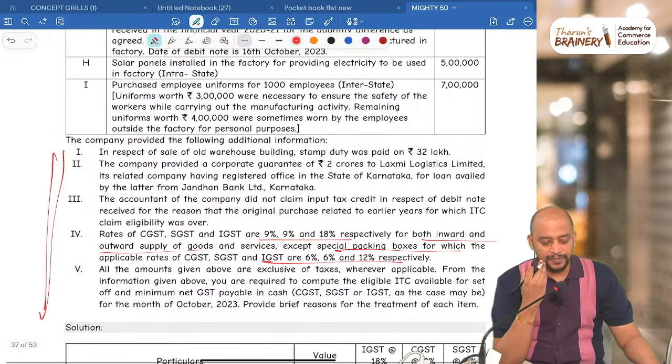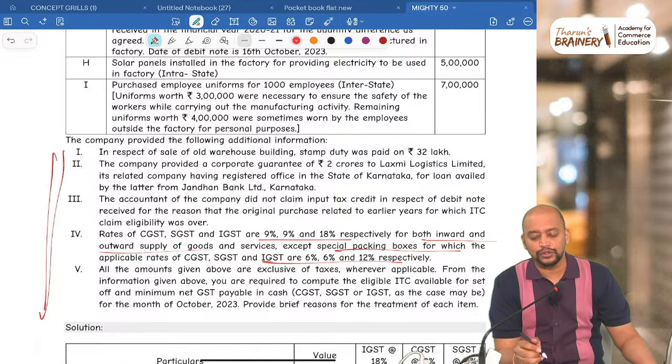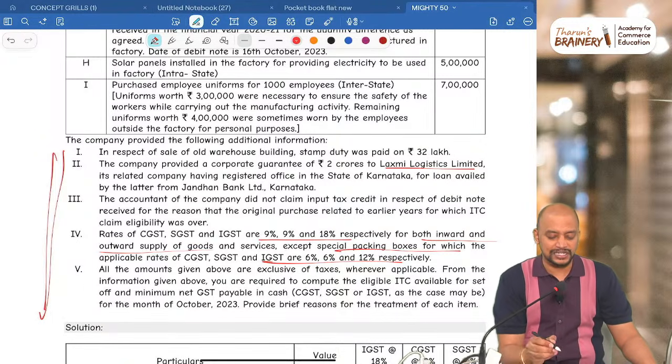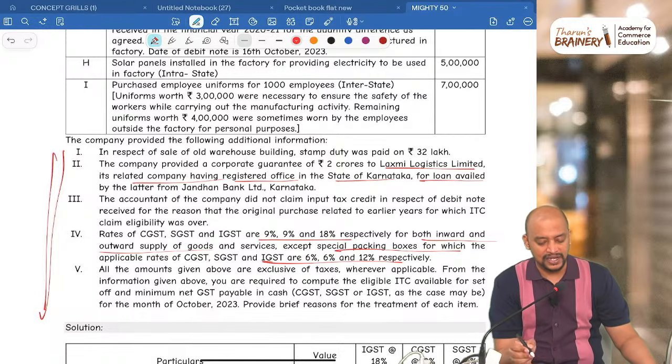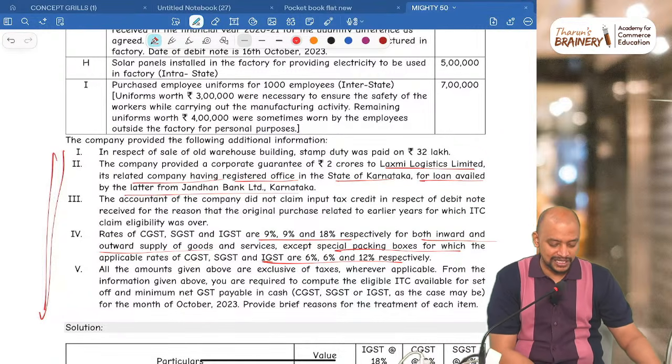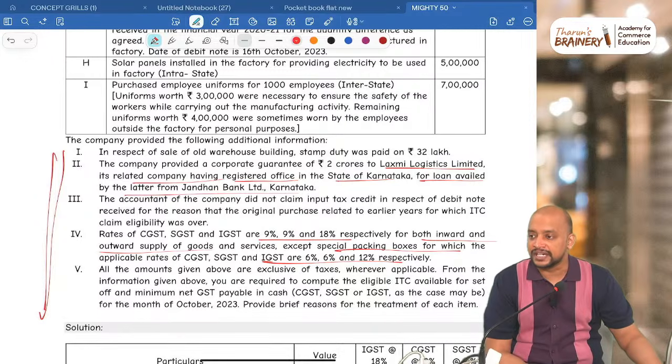Then, the company has provided a corporate guarantee of 2 crore to Lakshmi Logistics Limited, its related company having registered office in the state of Karnataka, for loan availed by the latter from Jan Bank Limited, Karnataka. Related person, yes. Corporate guarantee, what will be taken? 1% of guarantee per annum. We don't have the period. So 1% of 2 crores or actual consideration we don't have, whichever is higher.